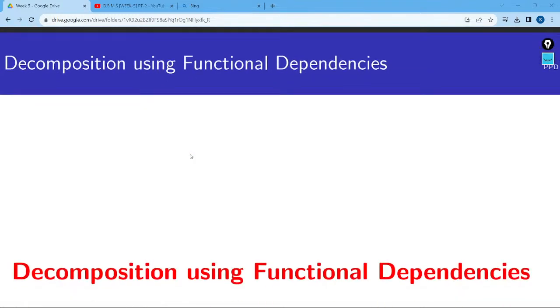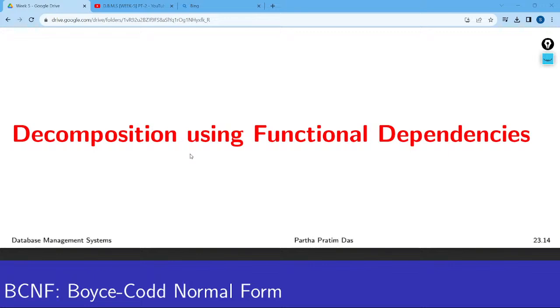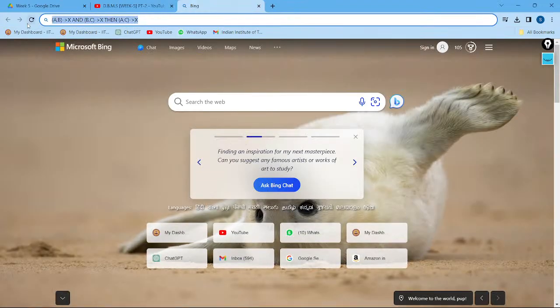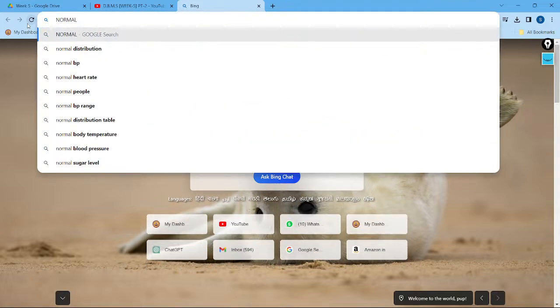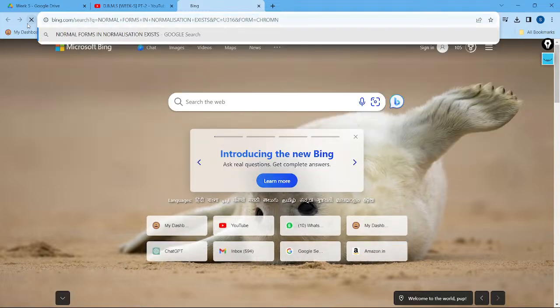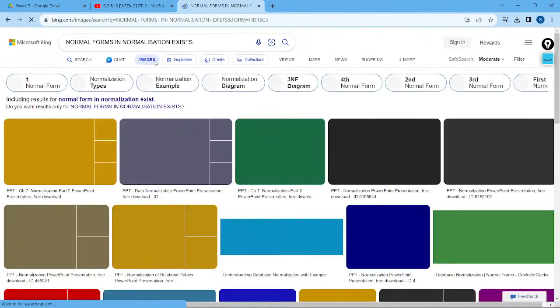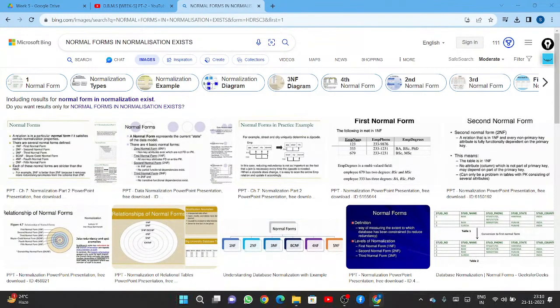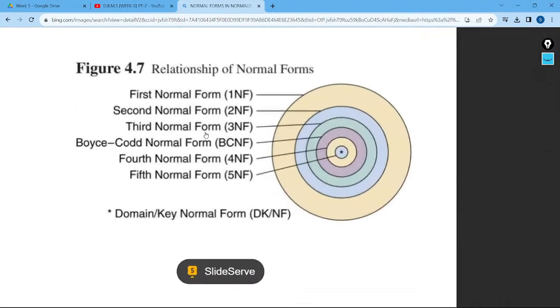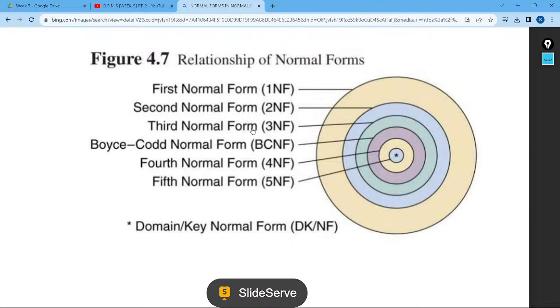Let's move forward. Decomposition using functional dependency, Boyce-Codd normal form. This is where the professor lacks. Let me show you how many normal forms exist in normalization. Let me find the images. How many normal forms are there? You can see these many normal forms, as shown by the bullseye arrow. There are 6 normal forms.